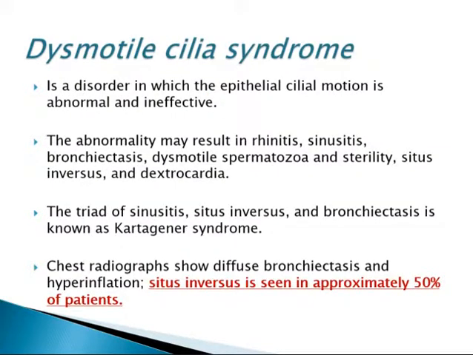The other one is dysmotile cilia syndrome. It's a disorder in which the epithelial ciliary motion is abnormal and ineffective. The abnormality may result in rhinitis, sinusitis, bronchiectasis, dysmotile spermatozoa, sterility, situs inversus, and dextrocardia. The triad of sinusitis, situs inversus, and bronchiectasis is known as Kartagener syndrome. Chest radiographs show diffuse bronchiectasis and hyperinflation. Situs inversus is seen in approximately 50% of patients.